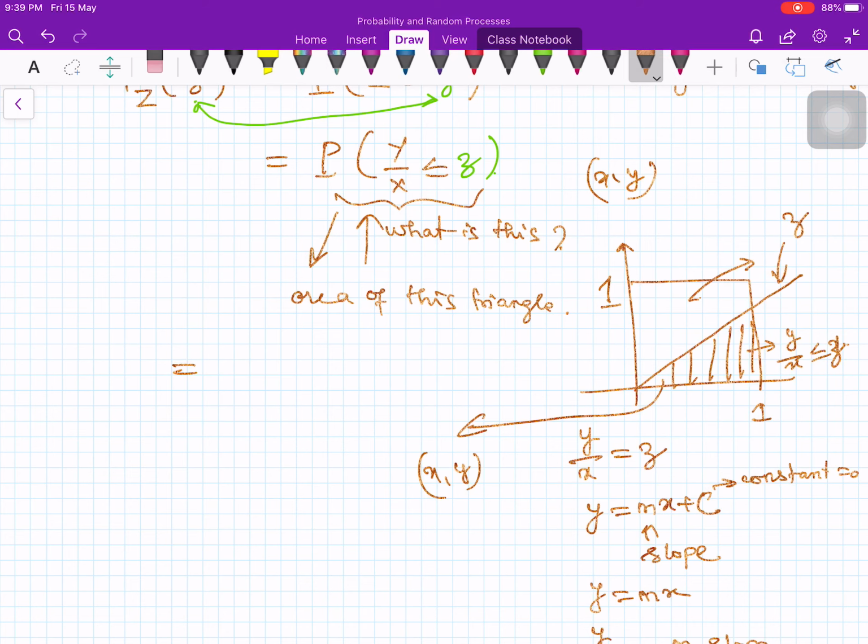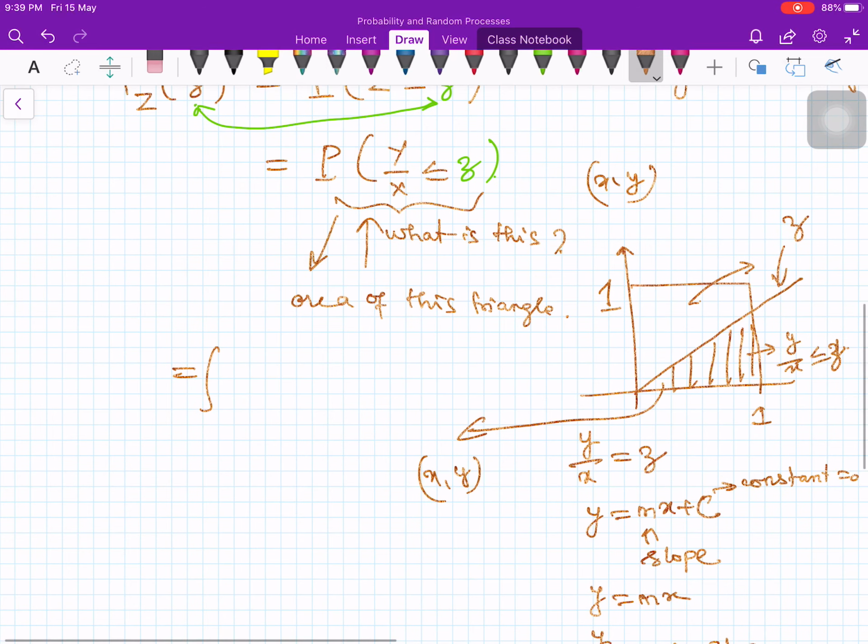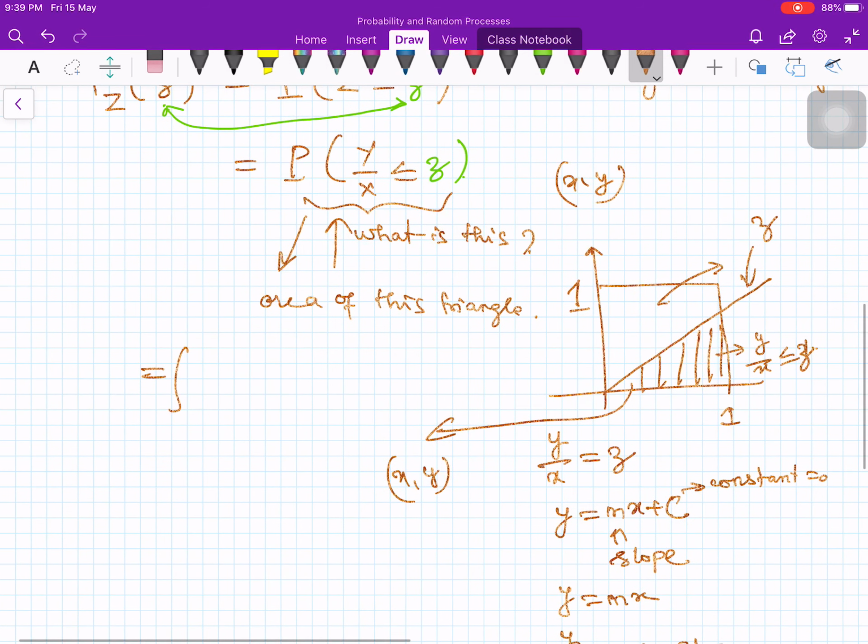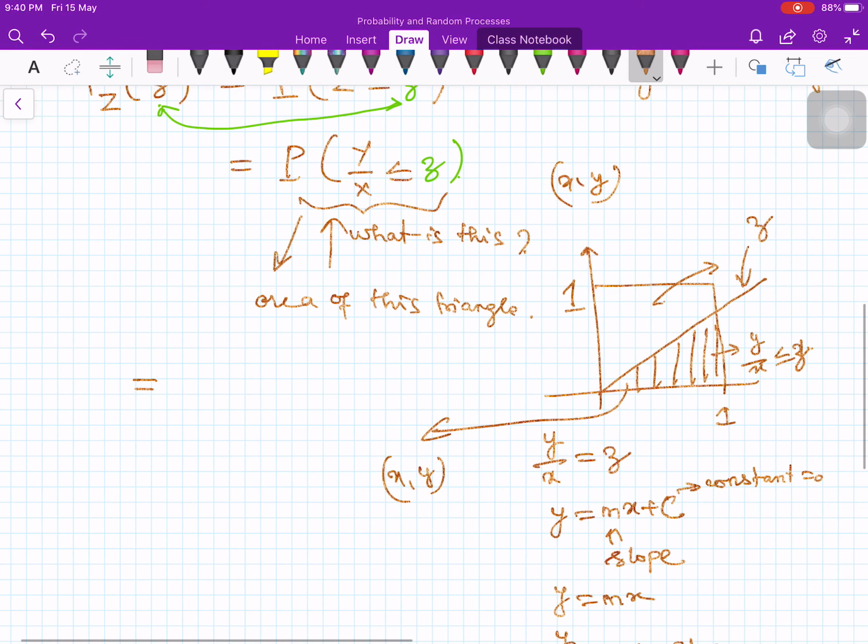You just integrate it. Now you can do the integration, or directly you can write the formula. So either you can go by integration, or use a simple formula instead of writing integration. Let me write the simple formula. So this is going to be half times base times height. Okay, so 1 by 2.